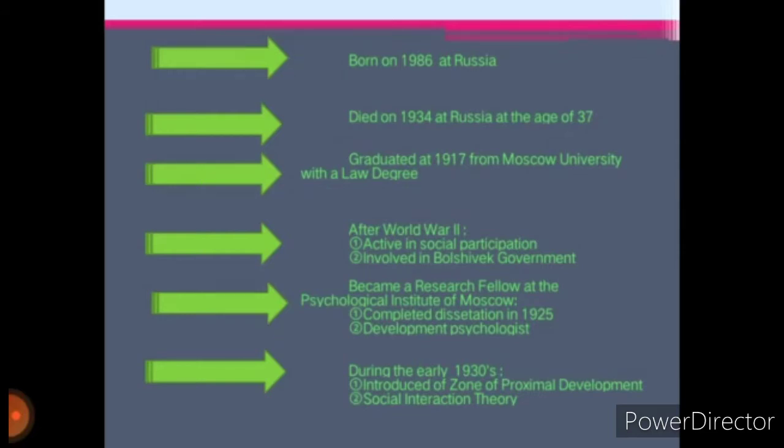However, when he decided medicine wasn't for him, he transferred to law, in which he graduated in the year 1917 at Moscow University. After World War II, he was active in social participation and involved in the Bolshevik government. During the early 1930s, he introduced the zone of proximal development and, of course, the social interaction theory.